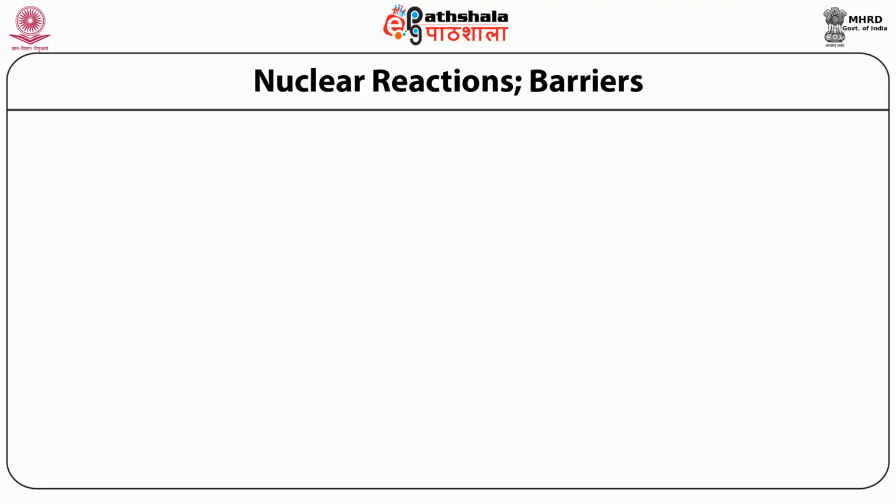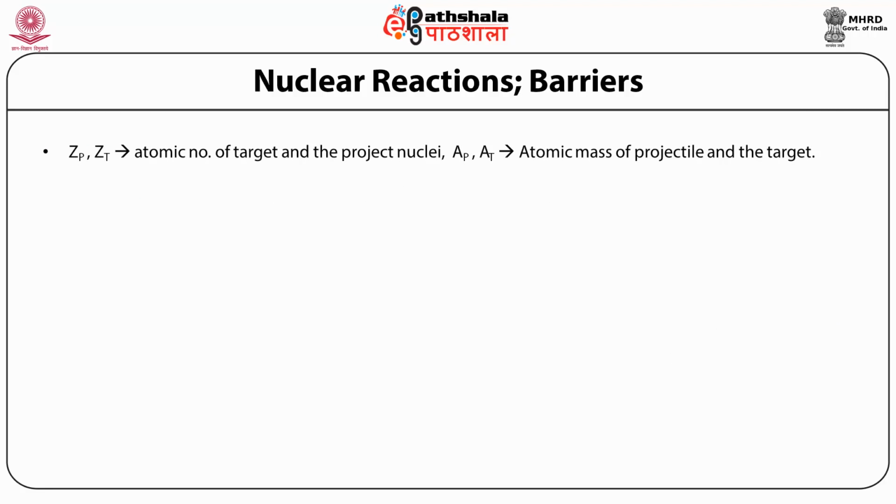Nuclear reactions, barriers. Putting the values of Zp and Zt, which are the atomic numbers of the projectile and target nuclei, and the values of AP and AT, which are the atomic masses of the projectile and the target, we can find the Coulomb barrier in the center of mass frame as well as in the lab frame. Once we know the value of the Coulomb barrier, we are sure that we need to have energy more than the Coulomb barrier to observe the nuclear reaction.